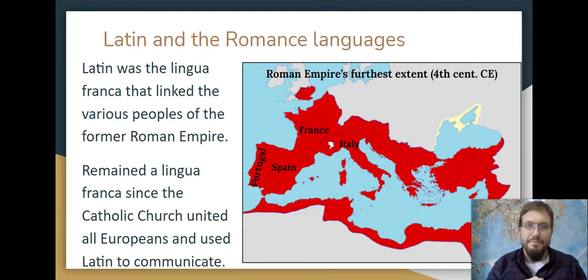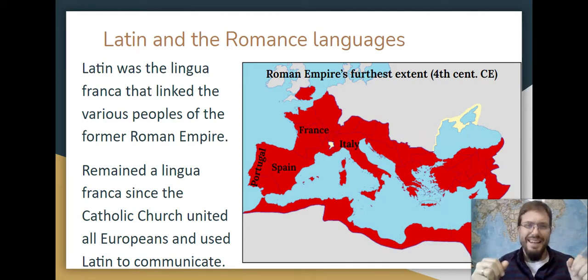So that's where you get, like you see on the map, Portuguese, Spanish, French, Italian. You also have Romansh in Switzerland. You have Romanian in Romania, and so on and so forth. A bunch of other Romance languages coming from that. So that's Latin. Okay, now let's move into the spread.